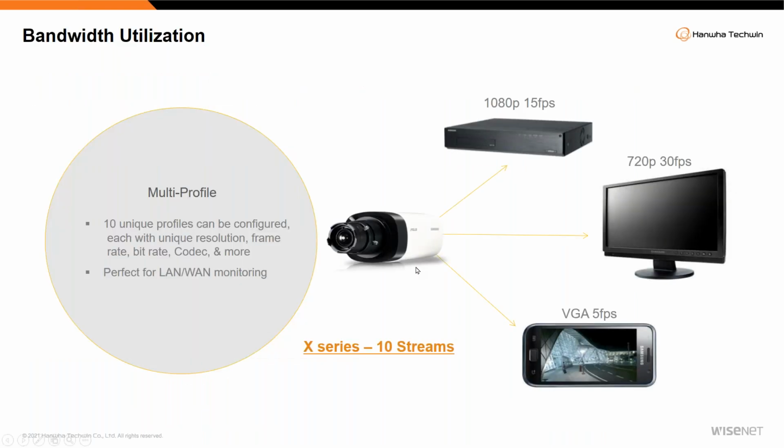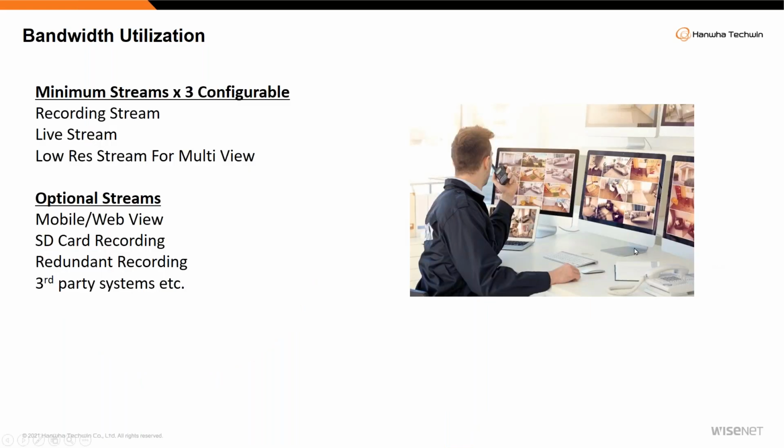Okay, then we talked about multi-streaming from the camera. The camera is required to have multiple streams to cater to the live requirement, recording requirement, and multi-view requirement. What is multi-view? When you see multiple cameras on one monitor, you can reduce the load on the CPU by switching to a lower resolution when you have too many cameras to be displayed on the screen.